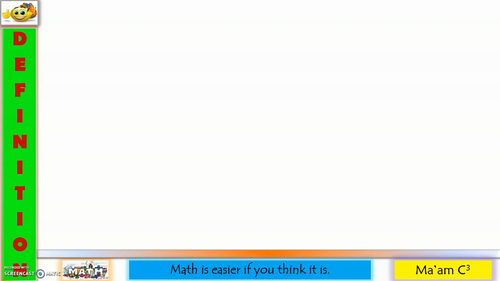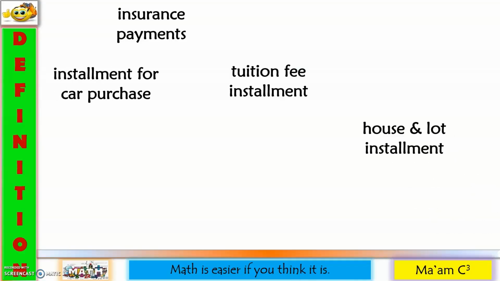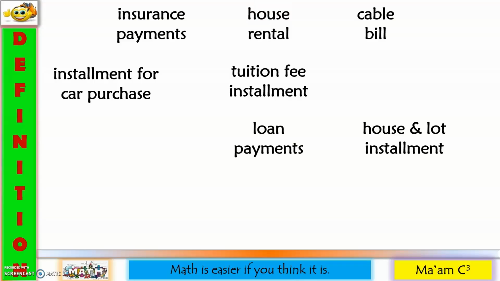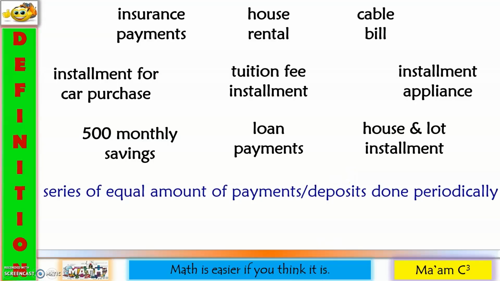Study the following words that will come out: tuition fee installment, insurance payments, house and lot installment, installment for a car purchase, cable bill, loan payments, house rental, 500 monthly savings, and installment appliance. So what is common among these? Series of equal amount of payments or deposits done periodically. And this is what we call annuity.